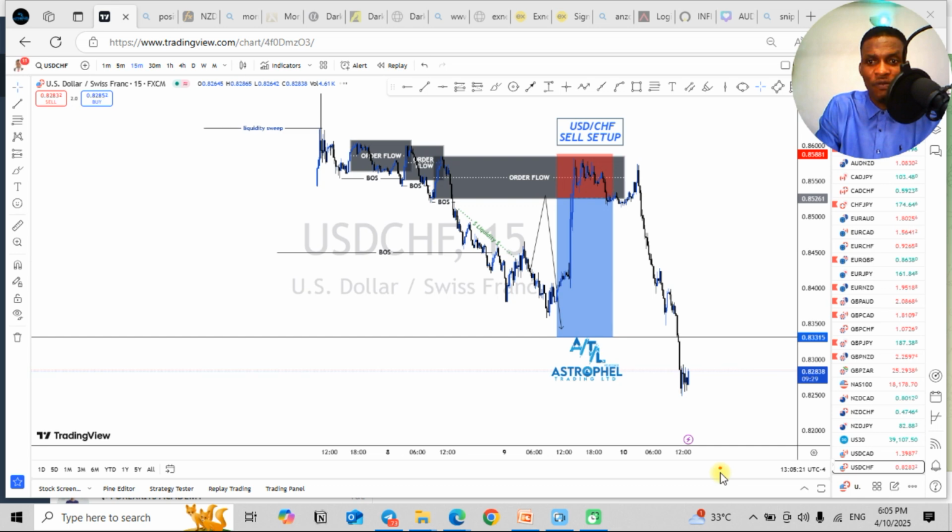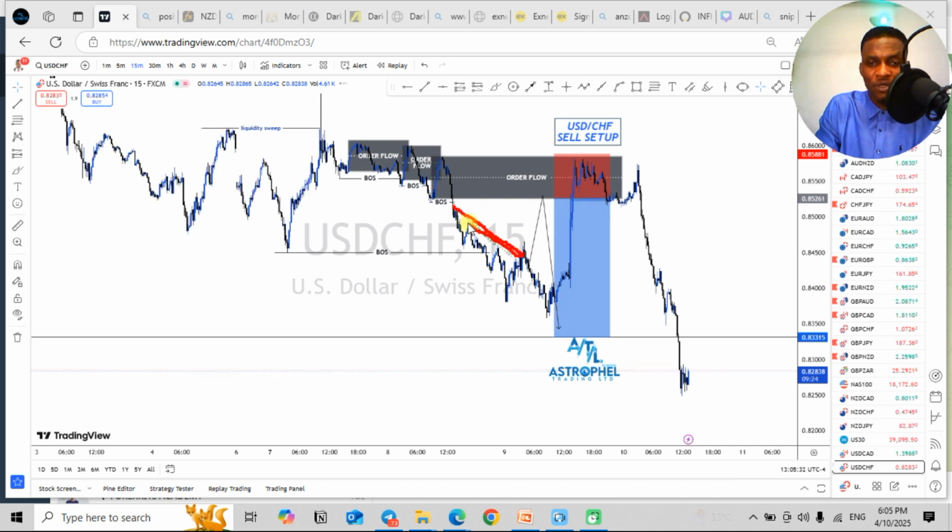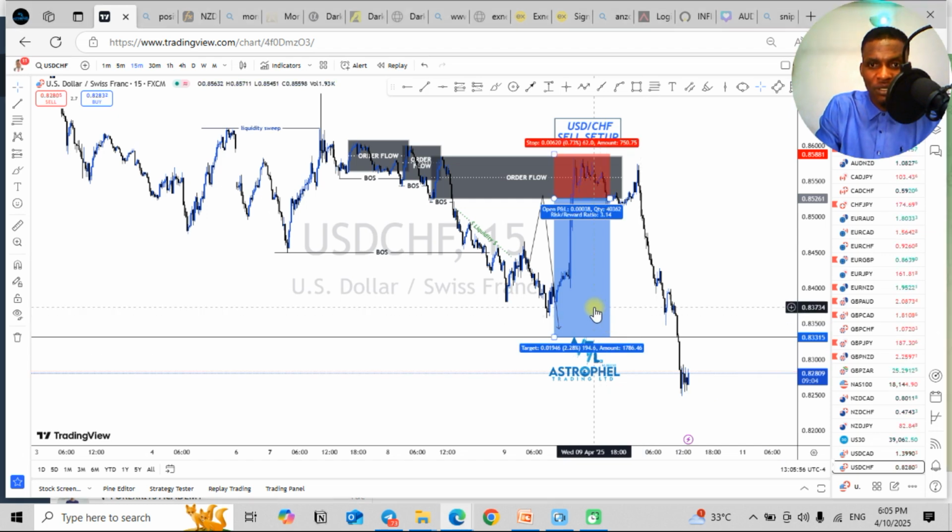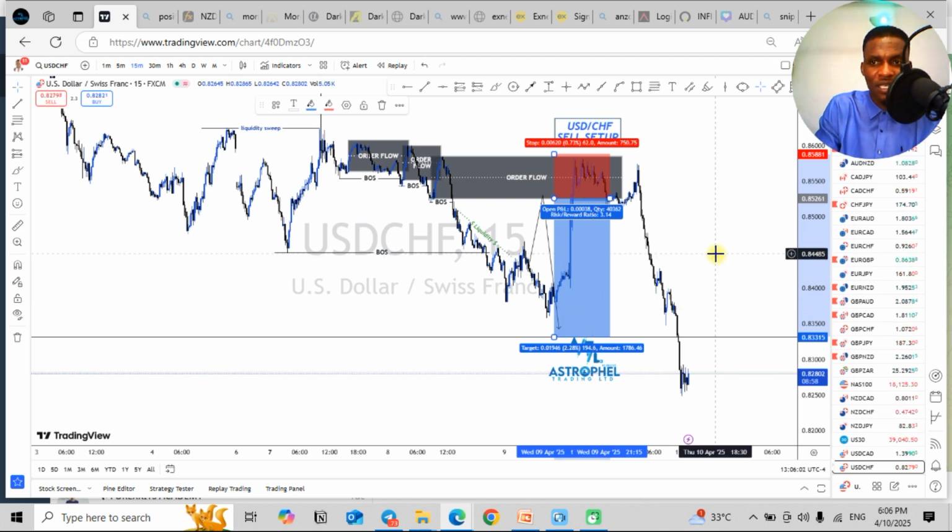So the trend line liquidity we talked about was here, although we were actually expecting the pullback right from here, but it gave us a new low before moving back to the upside. But the fact still remains that price came into our order flow and rejected from that point, and it was a massive drop to the downside, about 194.6 pips. So that is that on USDCHF.